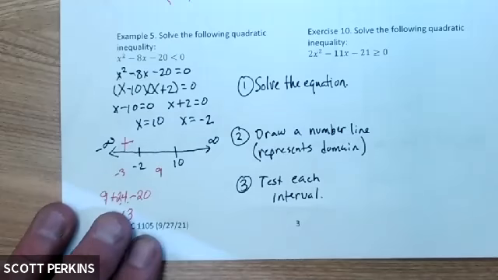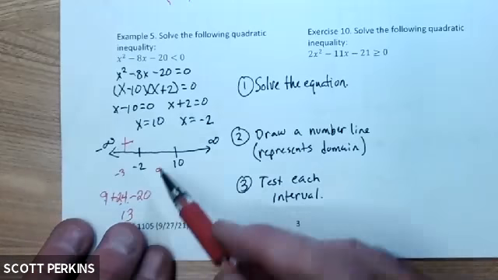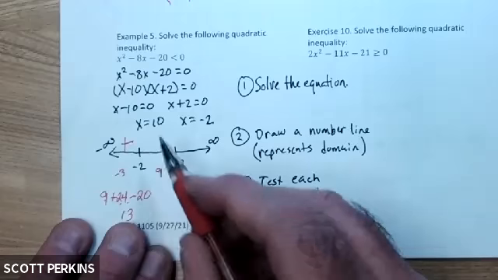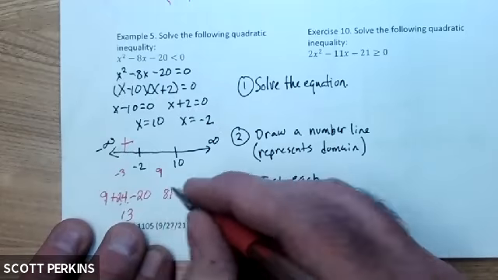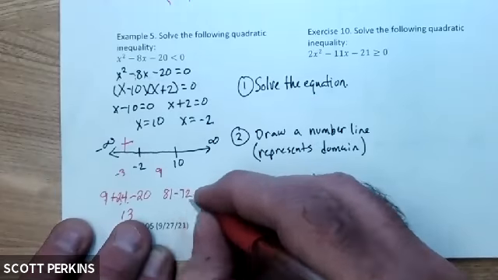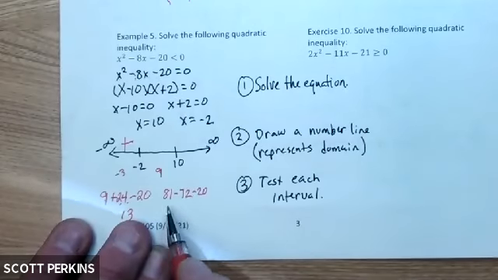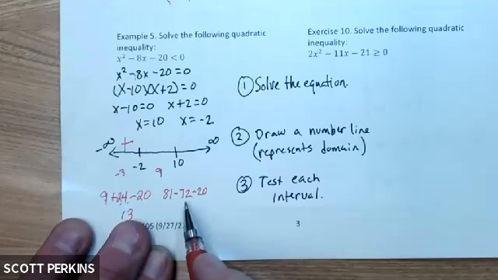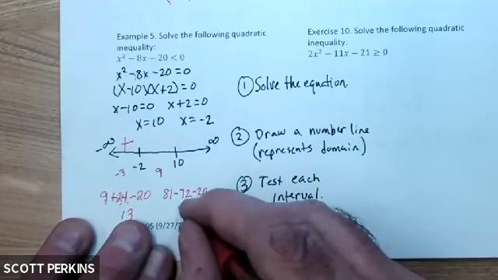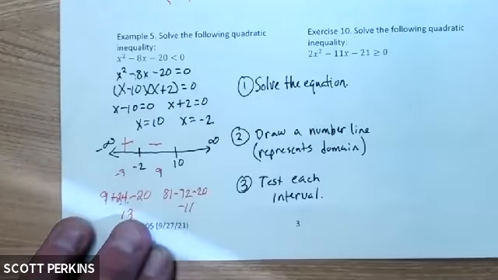Sounds great. I would have picked 0 because I'm mathematically lazy, but not everybody is mathematically lazy, and I love that. All right, so 9 squared is 81. -8 times 9 is -72, and then -20. So when I throw that into my calculator, 81 minus 72 is 9, minus 20 is -11. Again, I don't care about the value. I just care that it's negative in there.